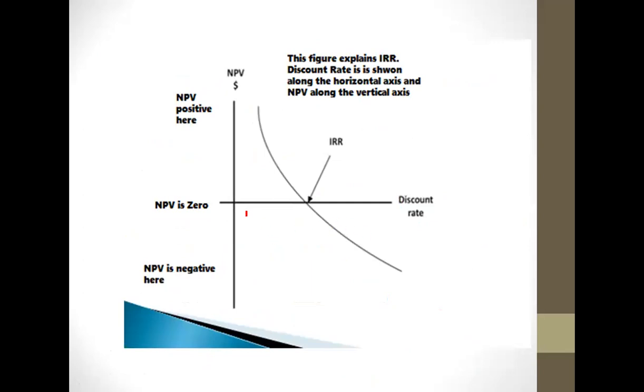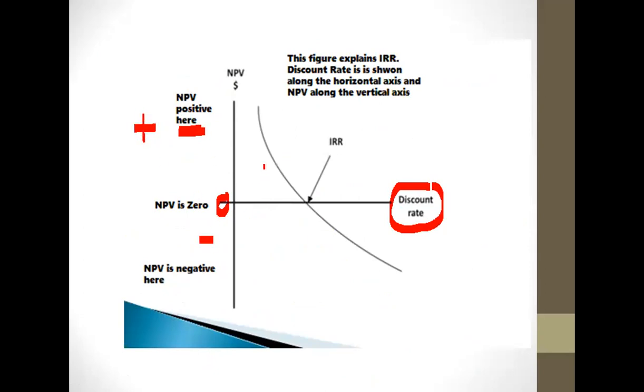In this figure, along the horizontal axis, we show the discount rate or rate of interest. And here we show the NPV, net present value. So here, this is a positive region. This is where the NPV becomes 0, and this is where the NPV becomes negative. So here negative, here positive.